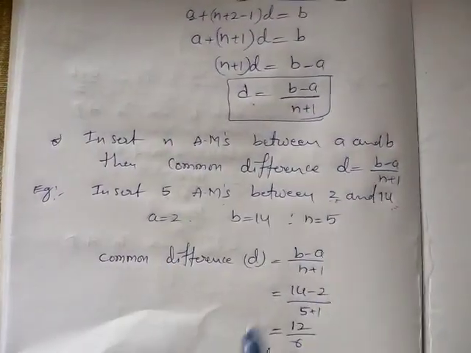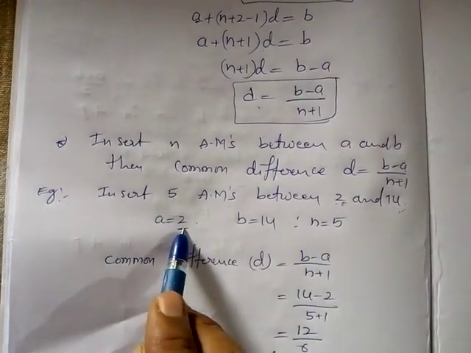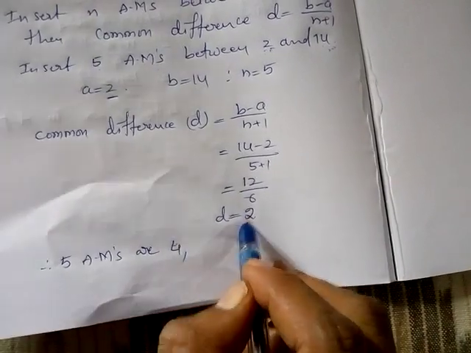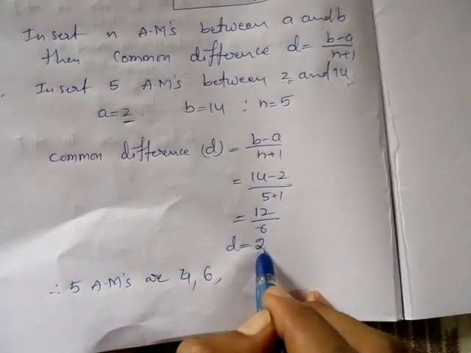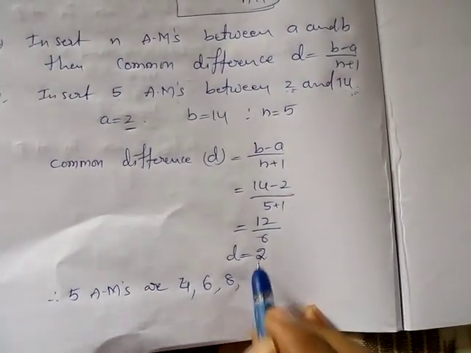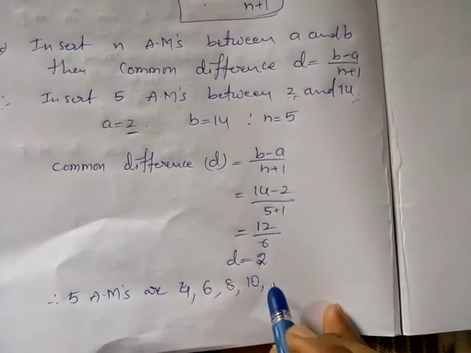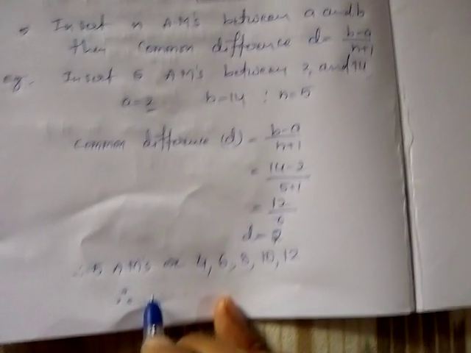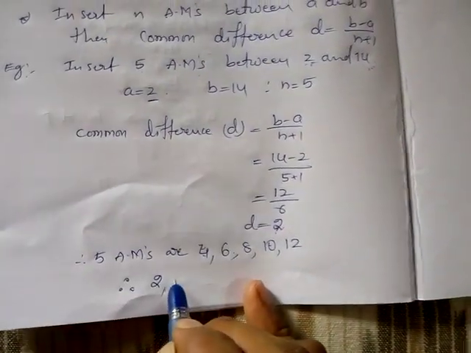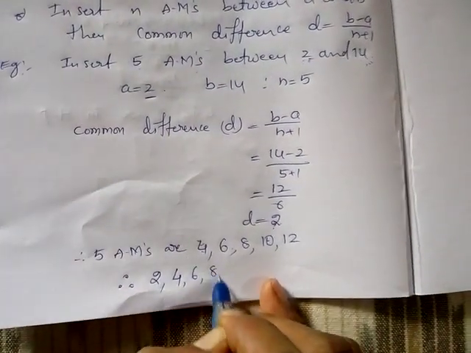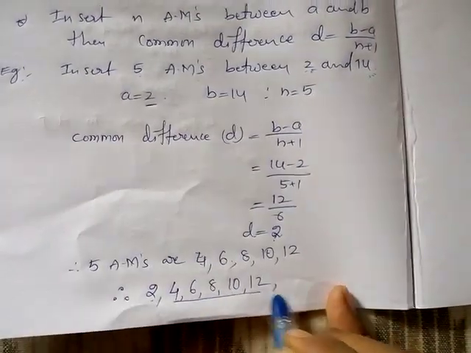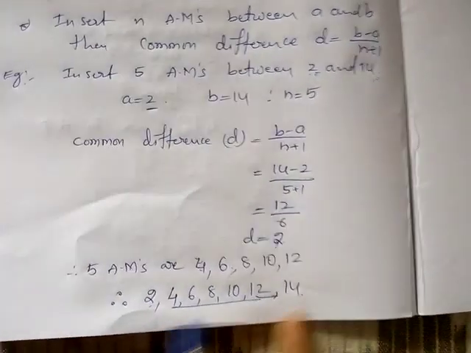see this, the first term is 2. So common difference 2. 2 plus 2, 4. 4 plus 2, 6. 6 plus 2, 8. 8 plus 2, 10. 10 plus 2, 12. These are the 5 arithmetic means. So therefore the AP series is 2, 4, 6, 8, 10, 12, 14. These 5 arithmetic means lie between 2 and 14. Like this.